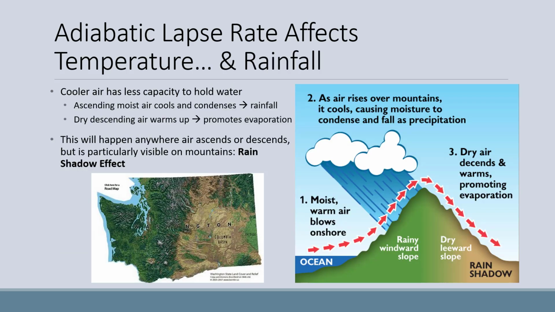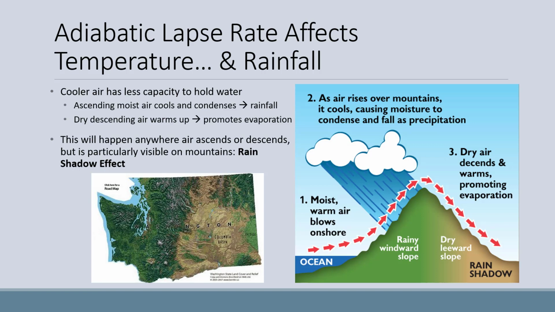The adiabatic lapse rate also affects rainfall. This is because cooler air has less capacity to hold water. Ascending moist air cools and condenses, causing rainfall. Dry descending air warms up, increasing its ability to hold water vapor and promotes evaporation. This will happen anywhere air ascends or descends, but is particularly visible on mountains. This is known as the rain shadow effect.